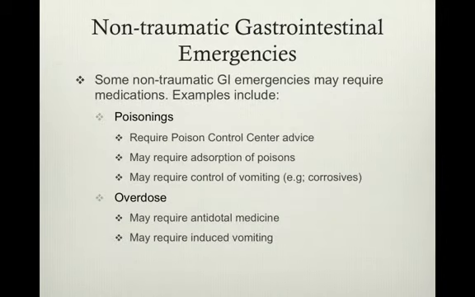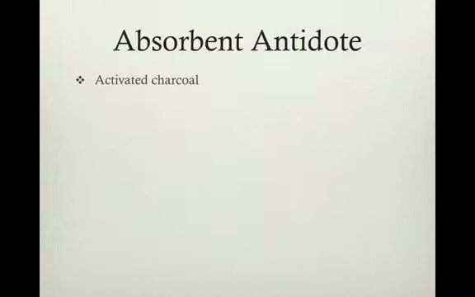Some non-traumatic GI emergencies require medications, and examples of this include poisonings and overdose. Poisonings may require you to contact Poison Control Center for advice. It may require absorption of the poisons, and it may require control of vomiting for corrosives. Overdose may require antidotal medicine, and that would be to help the elimination of the poison, or it may require the induction of vomiting.